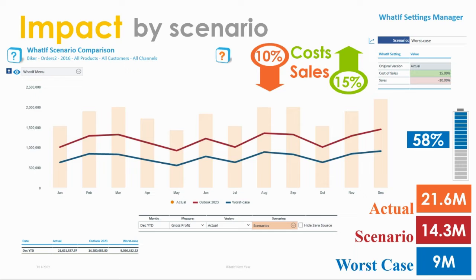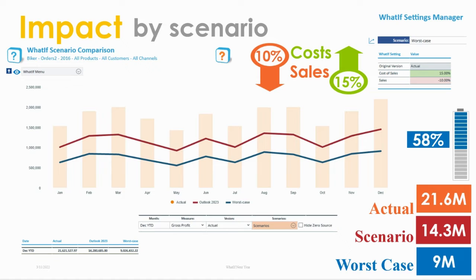For the version dimension, most of the what-if model is based on comparing your scenario to a version like actuals, but we can even compare one or more scenarios. So for example, we've set up a worst case scenario, which has a decrease in sales of 10% and an increase in costs of 15%. And in the report below, we have the version, in this case actuals, as bars, and the two scenarios we're comparing as lines. So we're able to compare the results monthly.